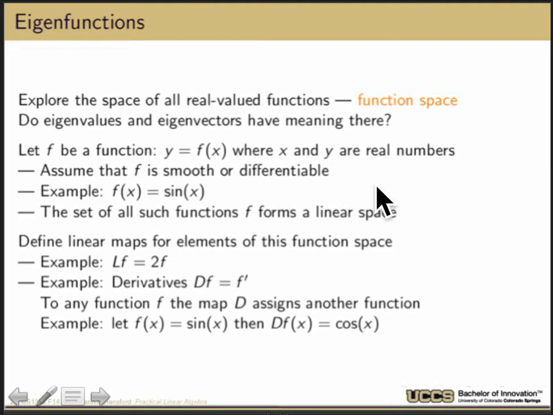And we can generalize even further and talk about linear maps on these functions. So for example, the derivative is a linear map on top of the space of functions. I can take the derivative of sine and get cosine. The derivative maps one function to another function. And if the original function is differentiable, the derivative function is differentiable, and so on. So it has all the right properties of being a linear map. It's now in this very high dimensional space.